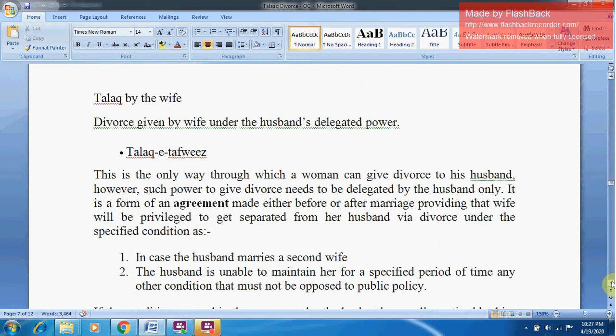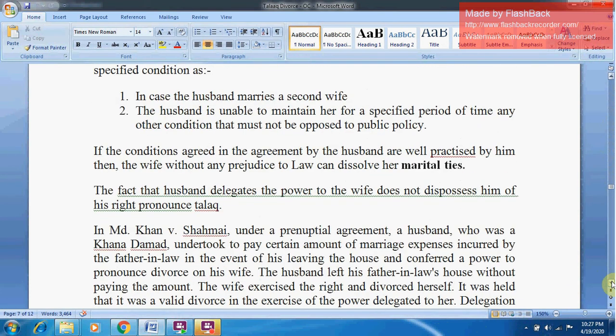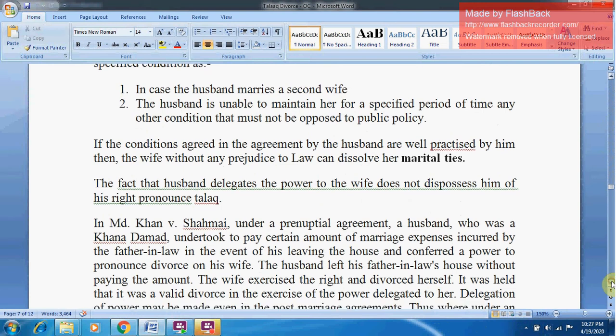It is a form of agreement made either before or after marriage, providing that the wife will be privileged to get separated from her husband via divorce under a specified condition, such as: number 1, the husband marries a second wife; number 2, the husband is unable to maintain her for a specified period of time; or any other condition that must not be opposed to public policy. If the condition agreed in the agreement is breached by the husband, then the wife, without any prejudice to law, can dissolve her marital ties. The fact that the husband delegates the power to the wife does not deprive him of his right to pronounce talaq.